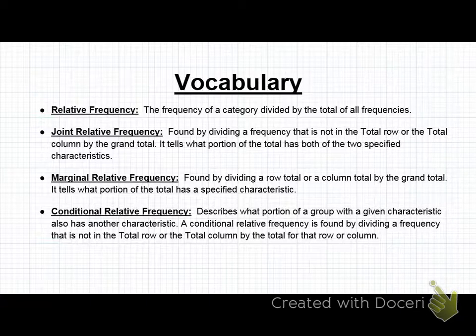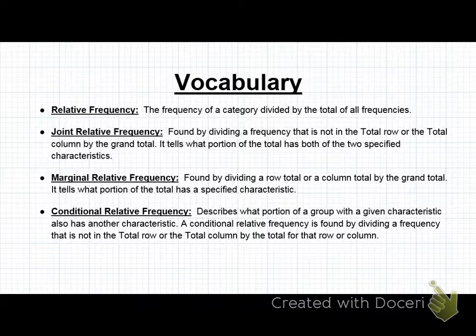Here are some vocabulary terms. Relative frequency is the frequency of a category divided by the total frequency. So let's say I ask you to raise your hand if you're a girl, and 15 of you raise your hand, and there's a total of 30 students. What's the percentage of girls in here? 50%. Does that make sense so far?